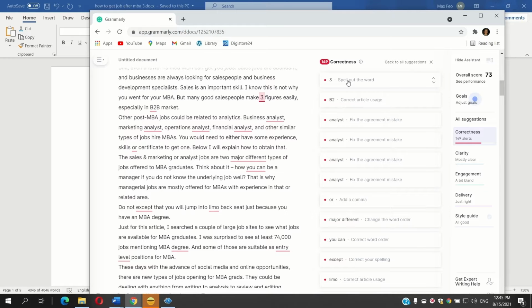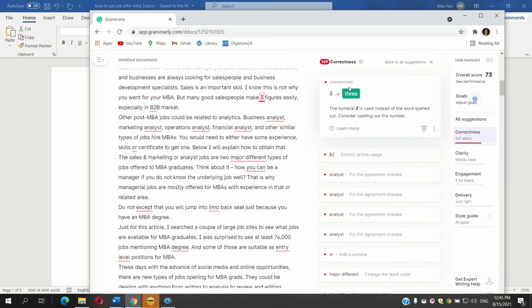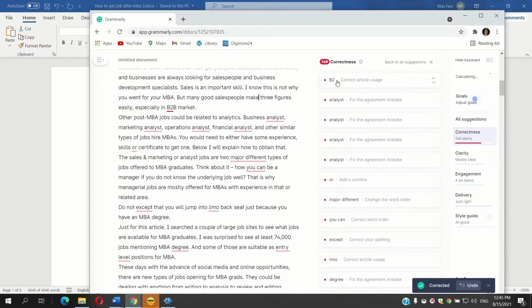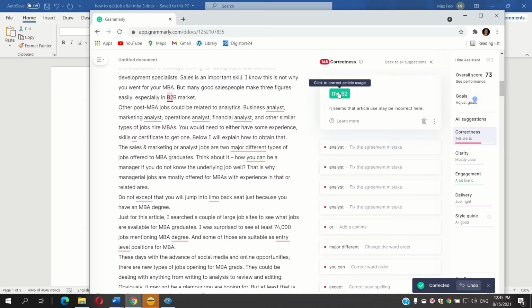See, the overall score is already 73%, much higher than the 48 it was in the beginning.